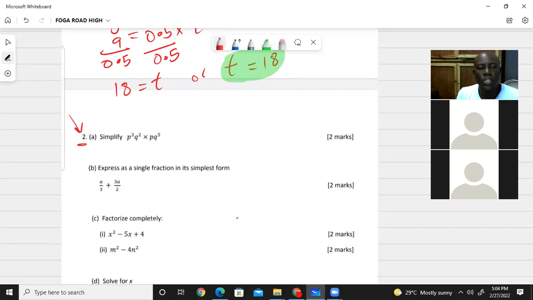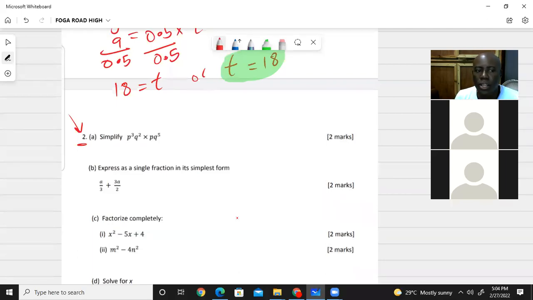All right. So look at this one now. This is something we might have learned very early, like grade 8, grade 9, we're multiplying terms. Now, what's the rule when you're multiplying terms? When you multiply letters that are the same, you add their powers.